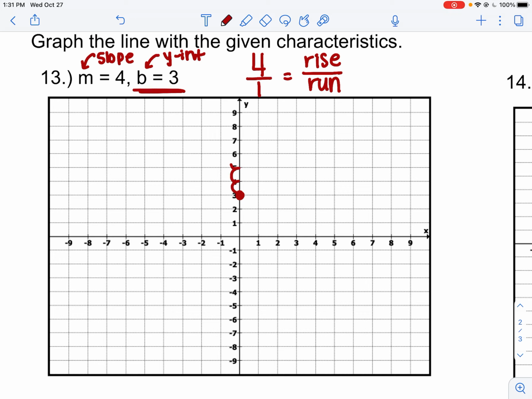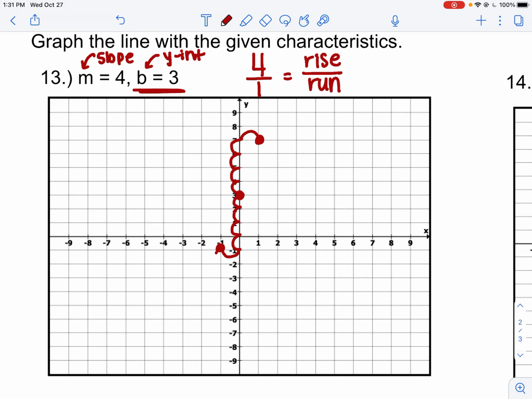So 1, 2, 3, 4. And then we're going to run to the right once. So we know that the next point would be right there. And then we need to do the other side. And because we're going to go to the left, we're going to go down 1, 2, 3, 4, and then over to the left this time once. So our next point would be right there.